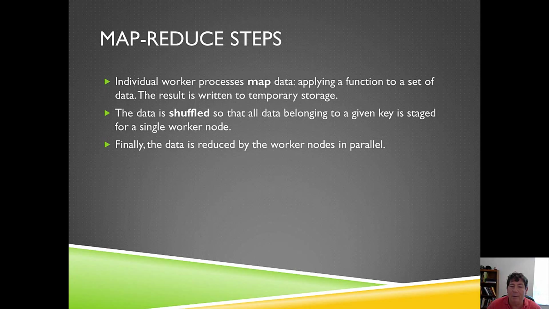The second step is the shuffling step. This is where data is shuffled so that all data belonging to a given key is staged for a single worker node. Finally, the data is reduced by the worker nodes working in parallel.